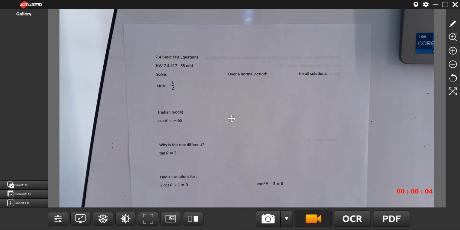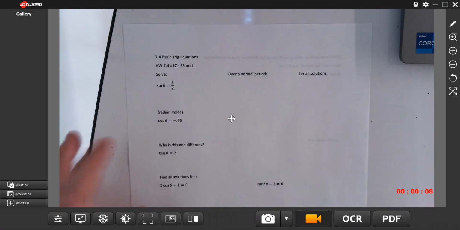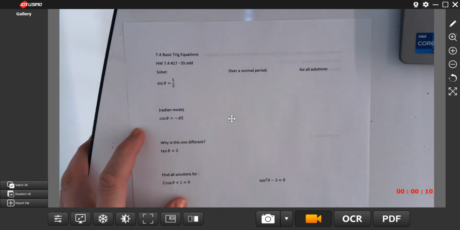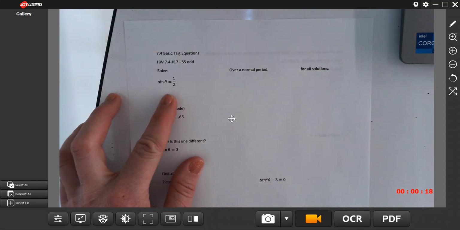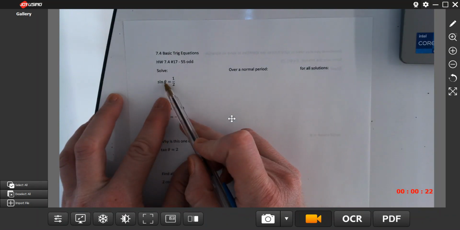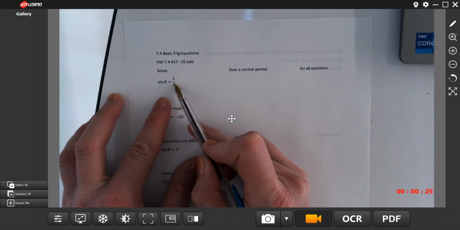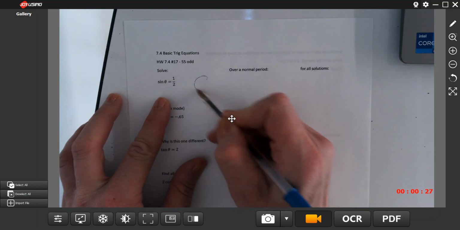All right. 7.4 is trig equations. So we're solving equations with sometimes simple, sometimes more complicated trig equations. The first one is a relatively simple one, which we've definitely solved before. What we're trying to do is find the angle where the sine of the angle equals 1/2.